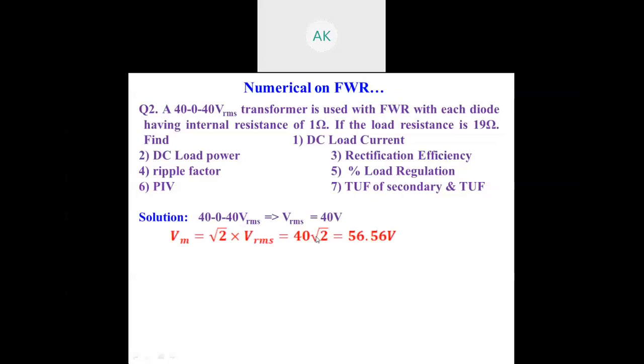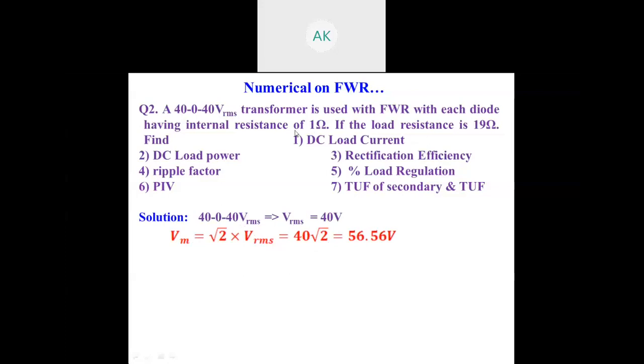Now what is the relation between RMS and the peak? Peak is nothing but root 2 times the RMS value. So the RMS value is 40, and you will have this as Vm. Now from this Vm, can you find the Im? Yes. Im is nothing but Vm divided by Rs plus Rf plus RL.